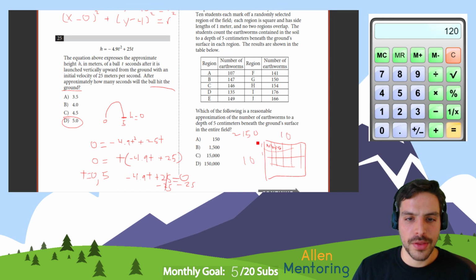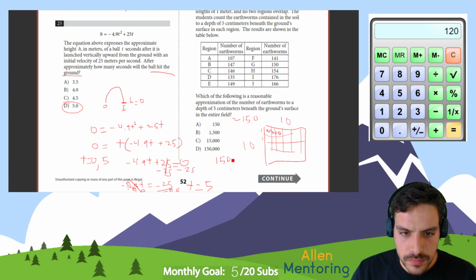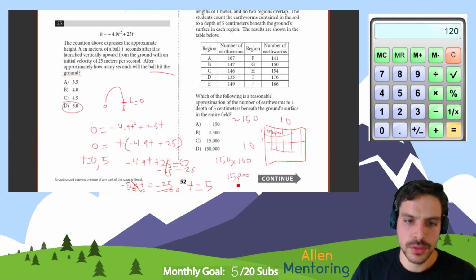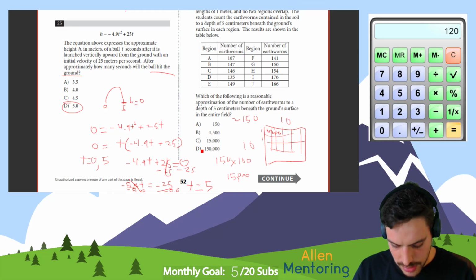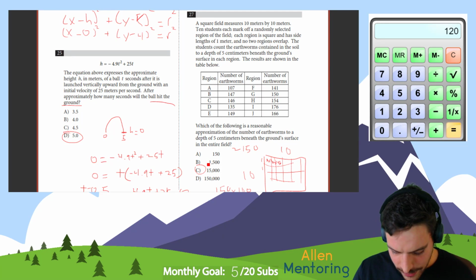And how many regions are there? Well, we know it's 10 by 10, so there are 100 regions. So if it's 150 per region times 100, we just want to add 2 more zeros to that. So 150 with 2 more zeros gets you 15,000. So in this case, the answer is C. I hope. 27, I got C.